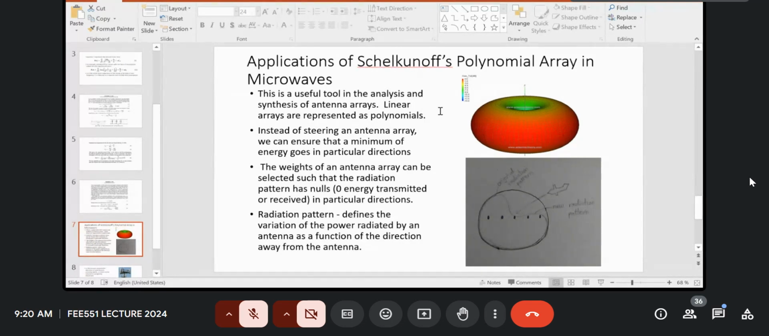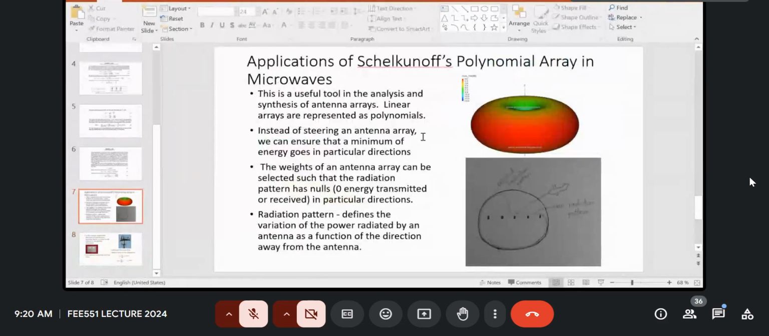So the polynomial array is a useful tool in the analysis and synthesis of antenna arrays. And this is done by representing the linear arrays as polynomials. So we have a radiation pattern over here, which defines the variation of power radiated by an antenna. And I will display the photos of what antenna arrays look like.